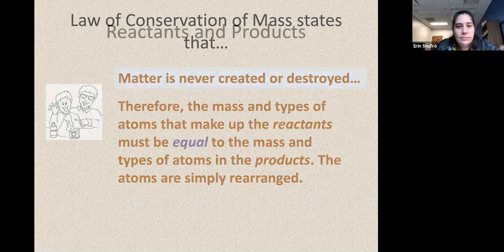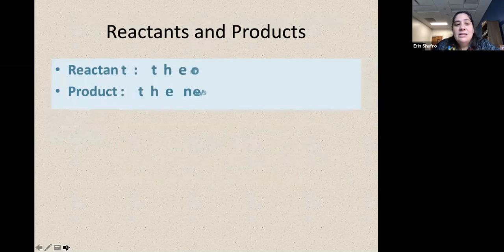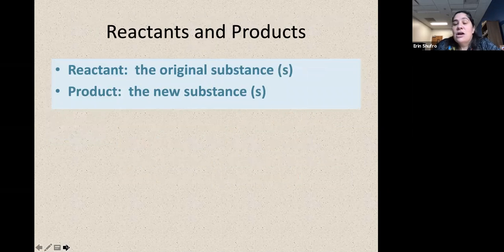Okay, so reactants and products. Reactants are the original substances. You're going to hear me say reactants and products a lot this chapter. Reactants are your starting stuff. It's your original substance, the thing that you started with, rather. Products are the new substances. These are the things that you made. Product is what you get when you rearrange the atoms in your original substance, your reactant. So product is what you made.